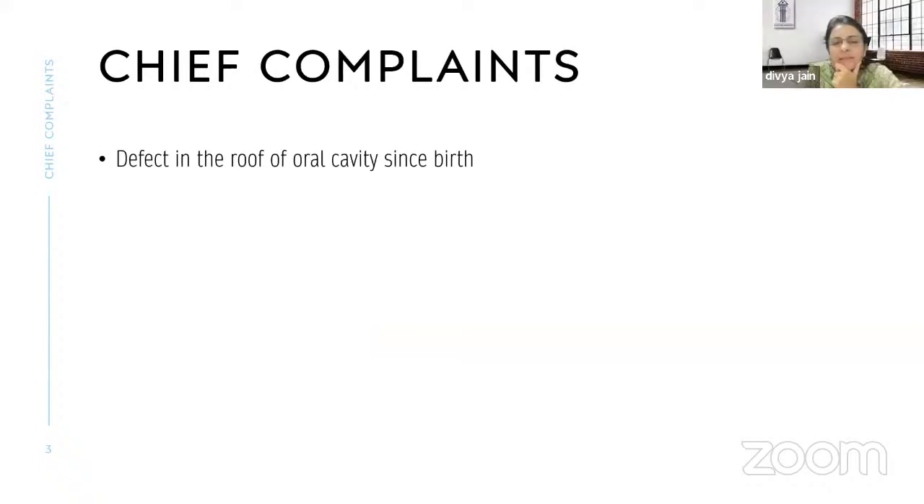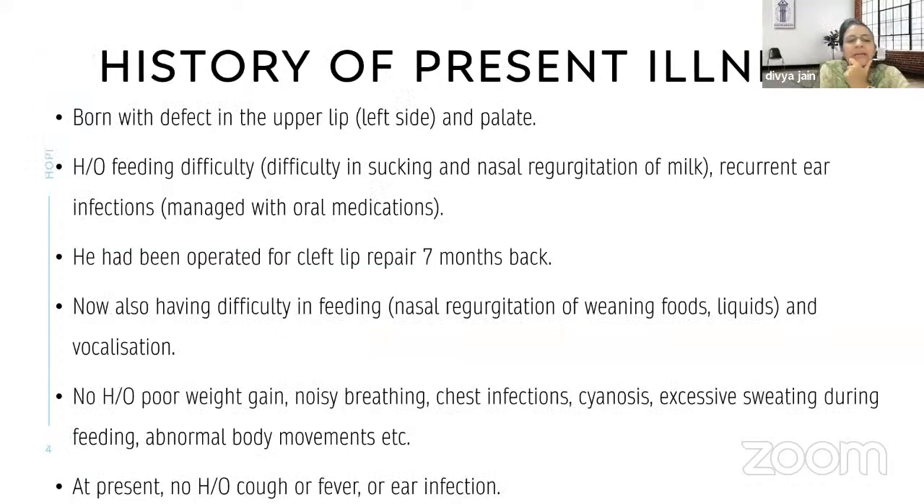Yeah, the next one. So that's why you've taken this history of difficulty in suckling, nasal regurgitation, and your patient had a history of difficulty in feeding, nasal regurgitation of foods, and difficulty in vocalization because of this defect. Yes, ma'am. This child also has a history of being operated for cleft lip repair at 7 months. So roughly that would be when he was 4 months old, right?